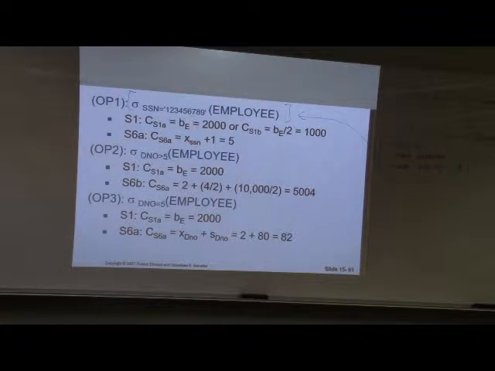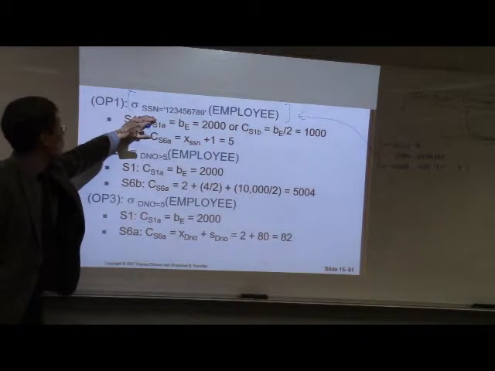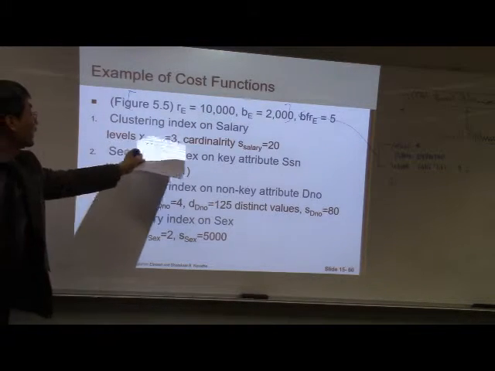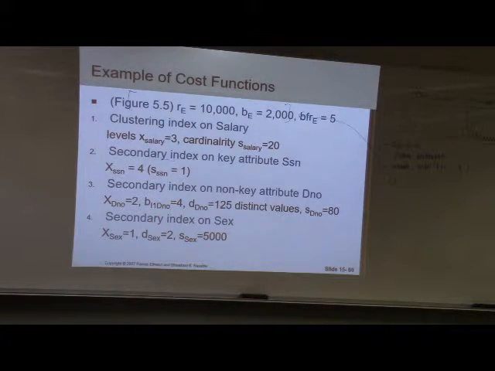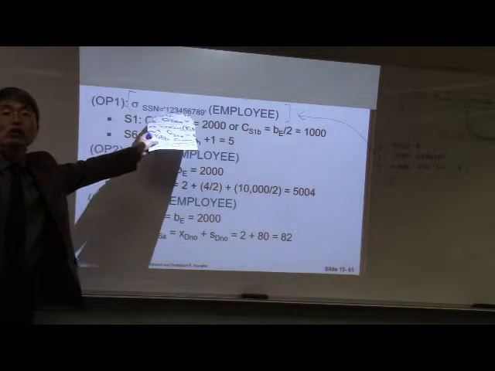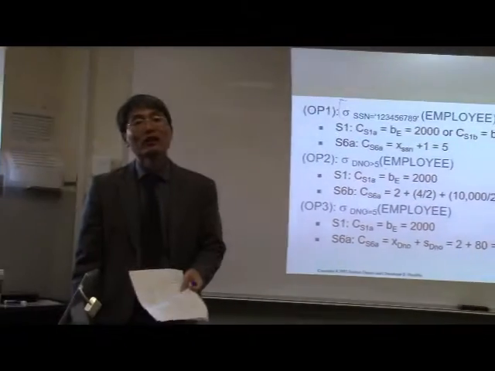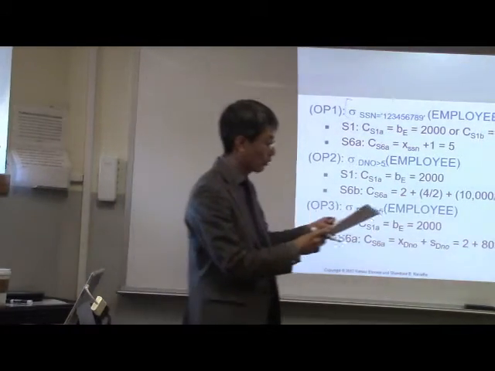And S4 is not possible. S5, clustering index. We have a clustering index here. However, that column is for what? Salary. It's a salary clustering index, but salary is not included in the query. So we don't have to use it. If we want, you can do that, but it's definitely not the optimized case. So we are not going to use the clustering index.